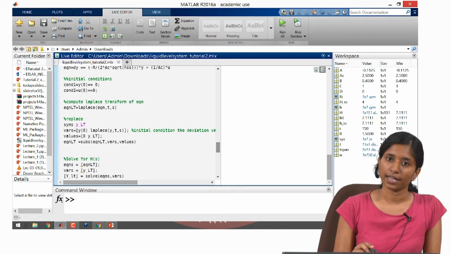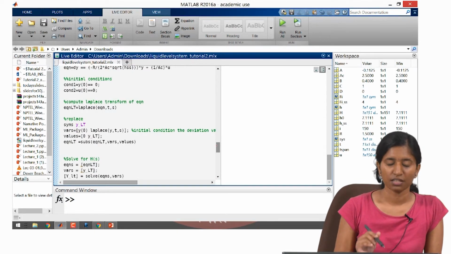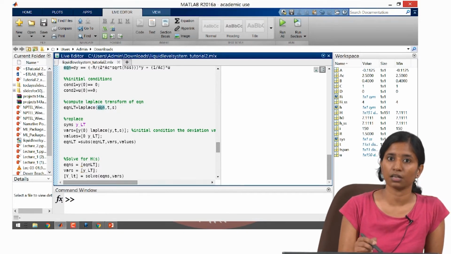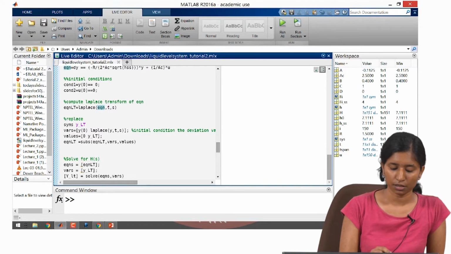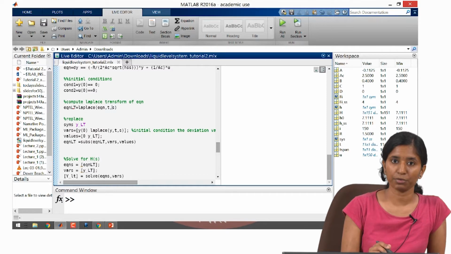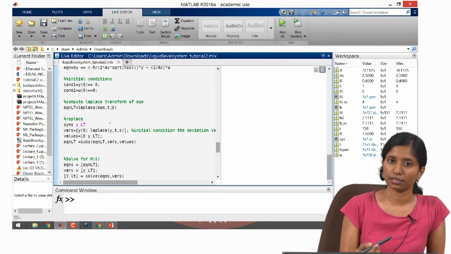So, the command for finding the Laplace transform in MATLAB is laplace of the equation, which I have defined, which is the function whose Laplace transform needs to be calculated. t is the time domain variable and s is the transformation variable. EQNLT is the name given to the Laplace transform of the equation.